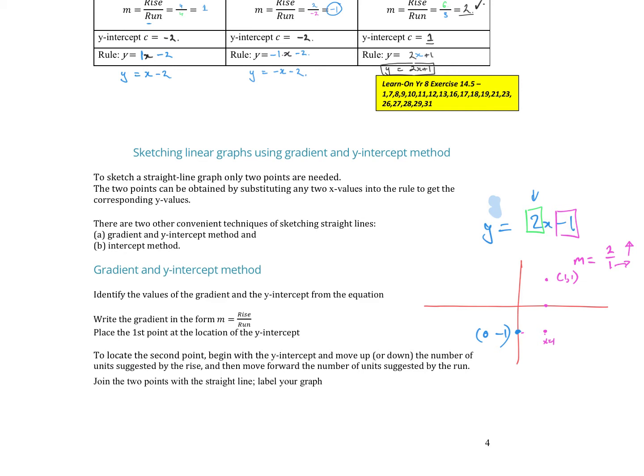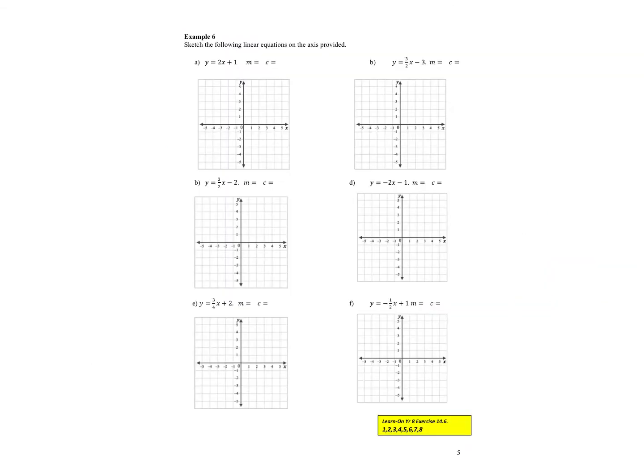So if I get my ruler out, which I should always do, I can just do a quick sketch and go, okay, that's what my line looks like. And I'd label it y equals 2x minus 1. So I've got (0, -1), and I've got the point (1, 1) labeled. So that's our process. Identify your y-intercept, and then identify your gradient as a fraction. So let's have a look.